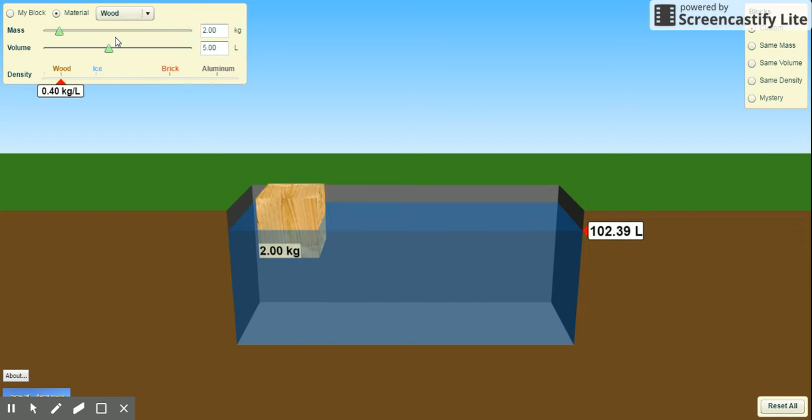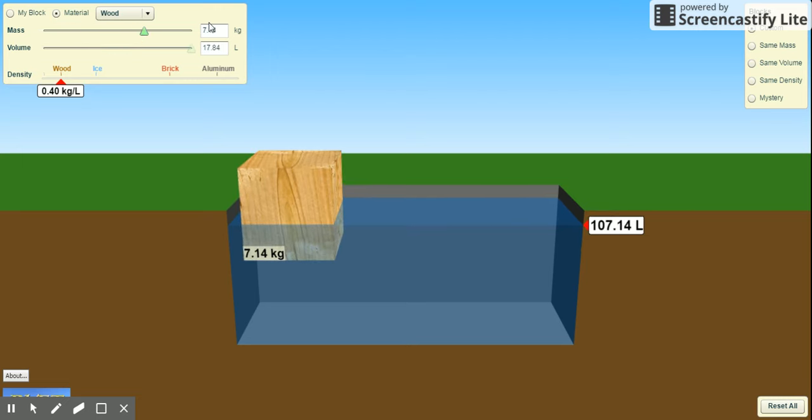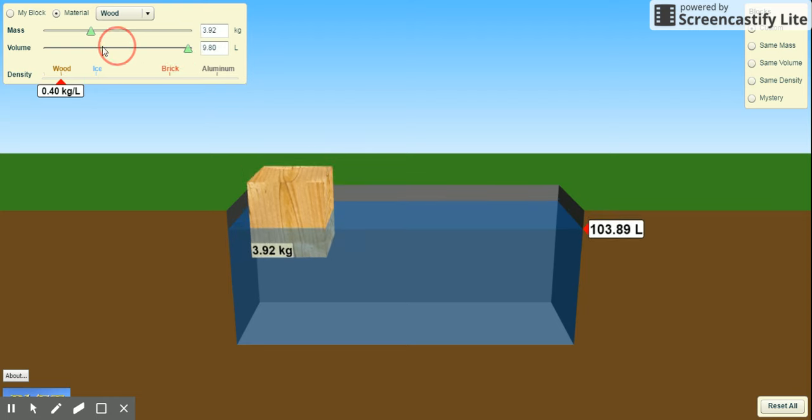And then also you can change the mass of the object. Notice how the mass changes up here. And you can also change the volume. You make it smaller or bigger. Okay. So mass, volume, and over here is density. So this is the density of the wood that we're using.